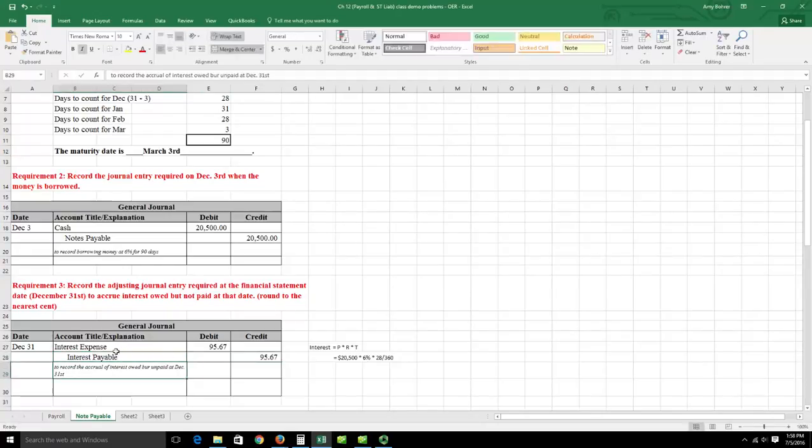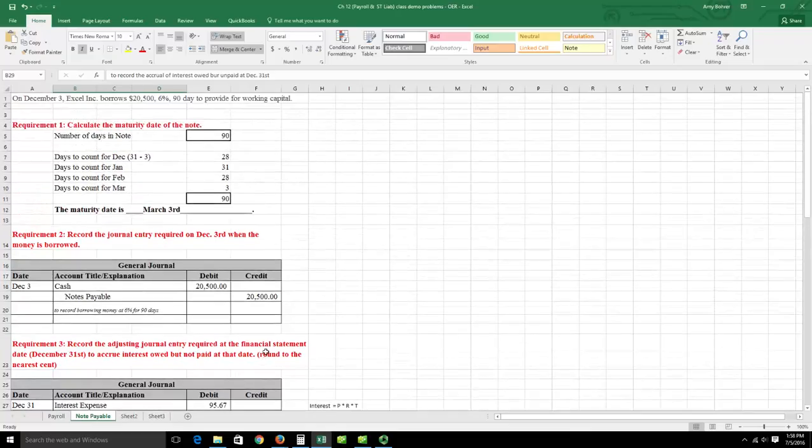So expenses are costs that are incurred for the current accounting period, which happens to be this month of December, which is 28 days worth of interest that we calculated. And expenses get increased with debits. And then I have to show that I owe this interest, so it's going to be interest payable, $95.67.